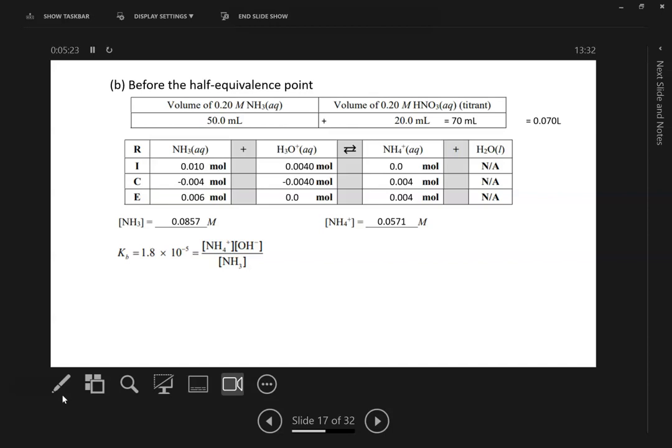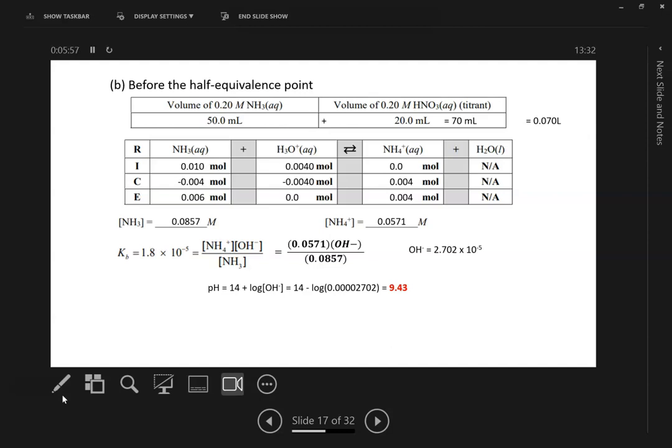We write our Kb equation. In this case, we know NH4+ and we know NH3. What we don't know is OH-, so we can solve for that. Pretty straightforward. We get OH- is 2.7 times 10 to the minus 5th. And as before, we solve for our pH, and now we get 9.43. We see that our pH is starting to come down, which makes sense. We're adding acid.